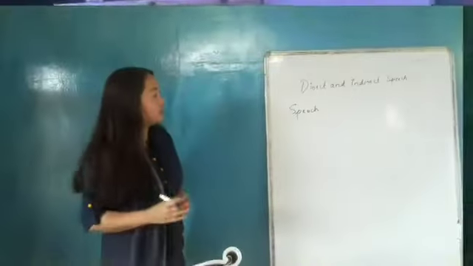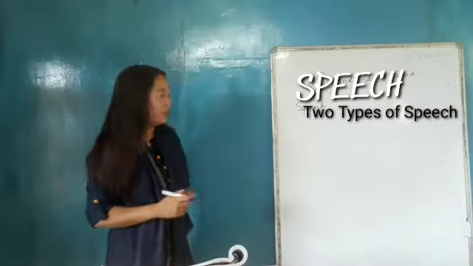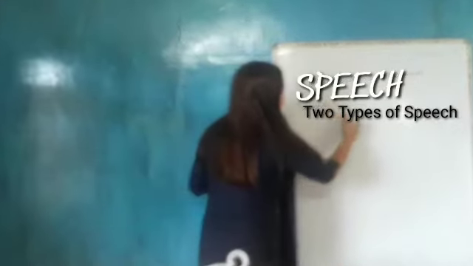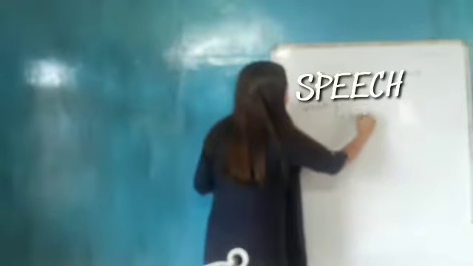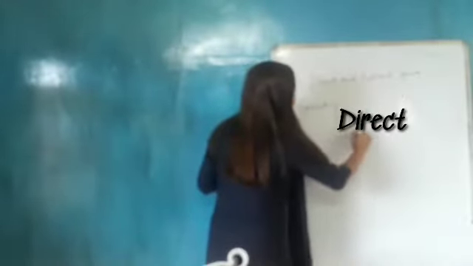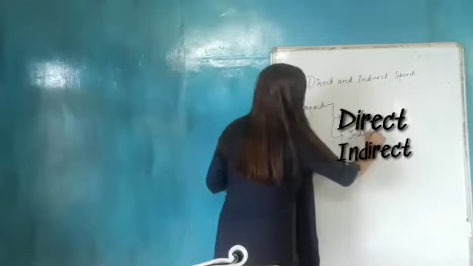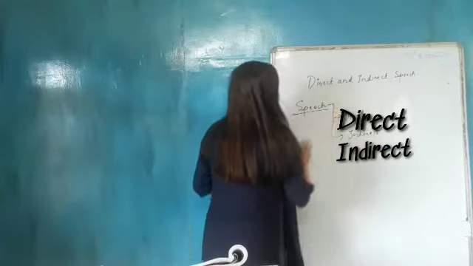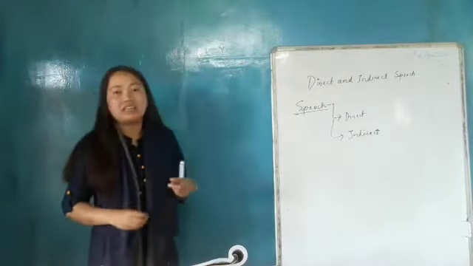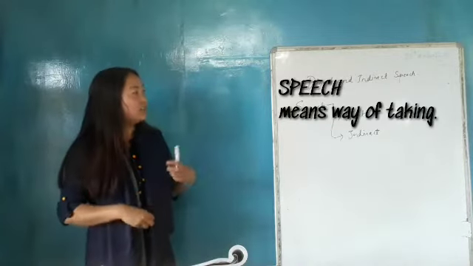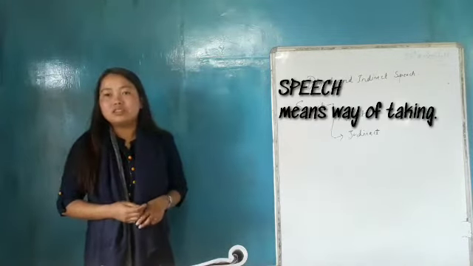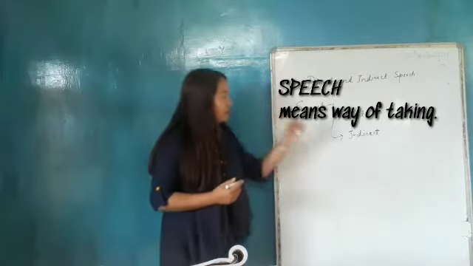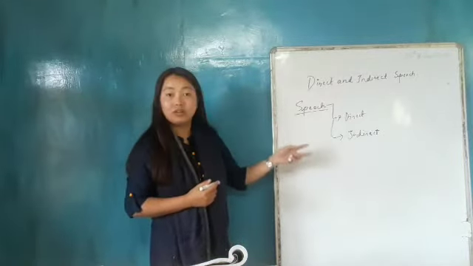So today we will learn more about this topic. As I have told you earlier, there are usually two types of speech. One is the direct and the other one is indirect. Speech means the way of talking, or whatever sentence a person delivers. So it can be divided into two types, direct and indirect.